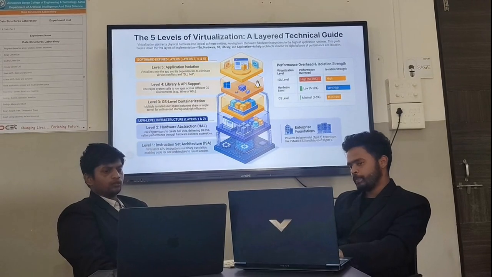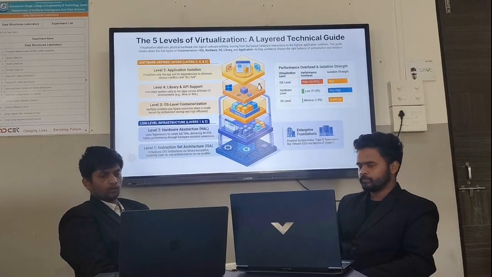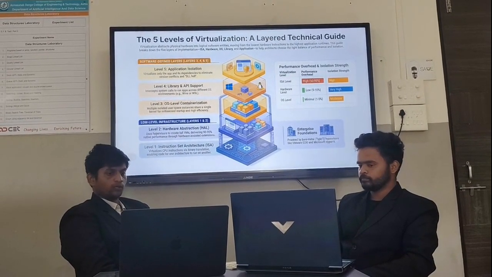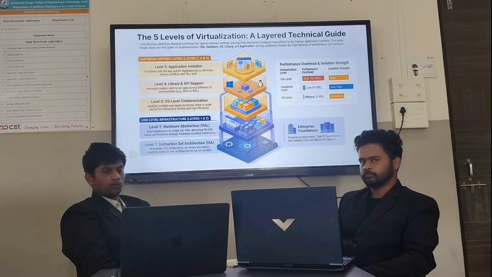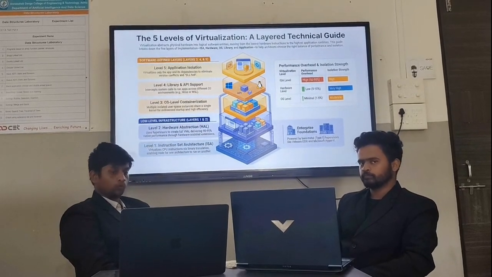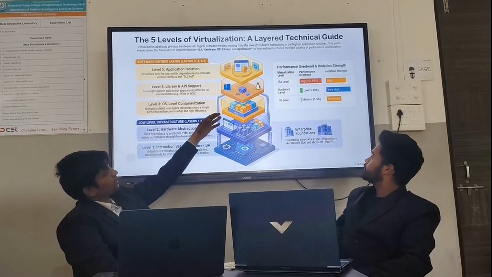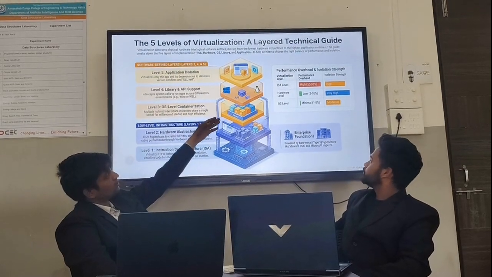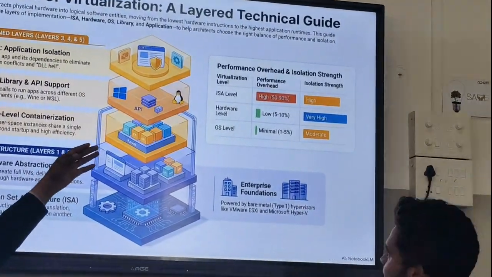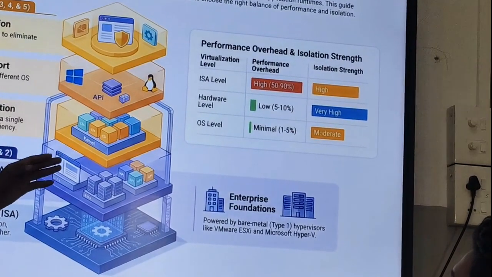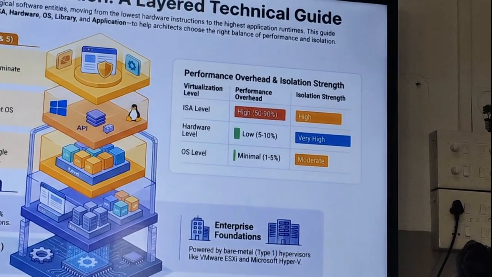Yeah, and it is also why different workloads choose different virtualization strategies. So a lightweight web server VM is fine with emulation, while a storage-heavy or GPU-intensive machine will probably demand passthrough or paravirtualization drivers. And we can see here performance overhead and isolation strength. So the ISO level has high performance and isolation is high. The hardware level has low performance but isolation is very high. OS level has minimal performance overhead, but isolation is moderate.